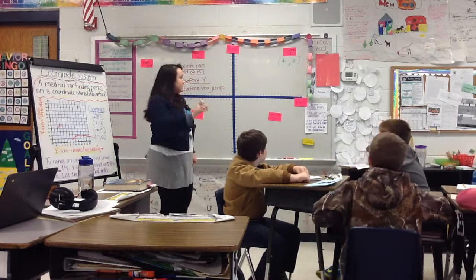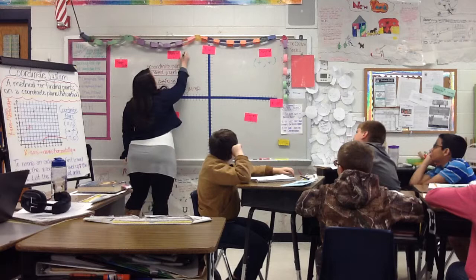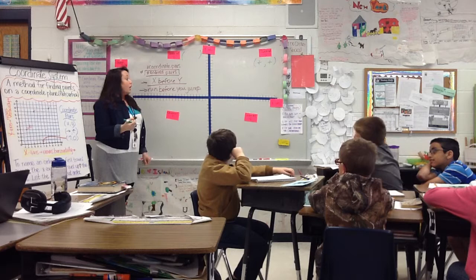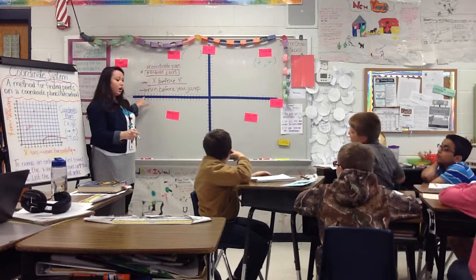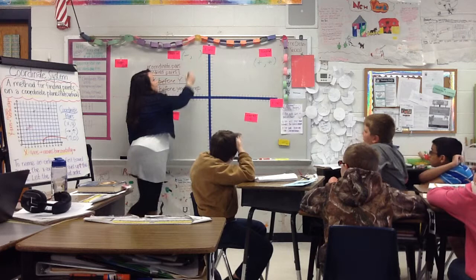Mason R., Mason number 2. Looking at quadrant 2, look at our numbers on our x-axis and look at our numbers on our y-axis. What do you know about the numbers that make up our ordered pairs in quadrant 2? Well, some of them are going to be positive. So look at these. Look at the x. Are these positive? No. So what do you know about the x point? It's going to be negative. And what did you say about the y point? It's going to be positive.